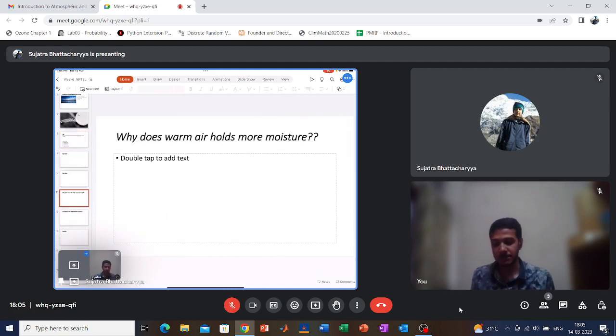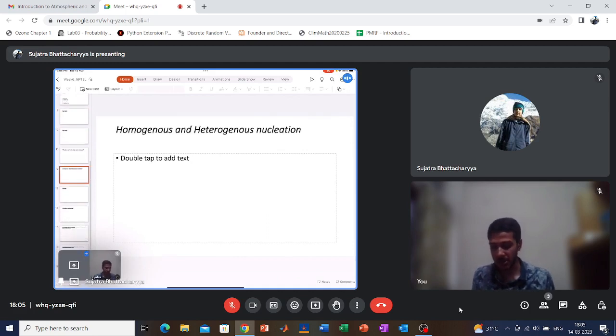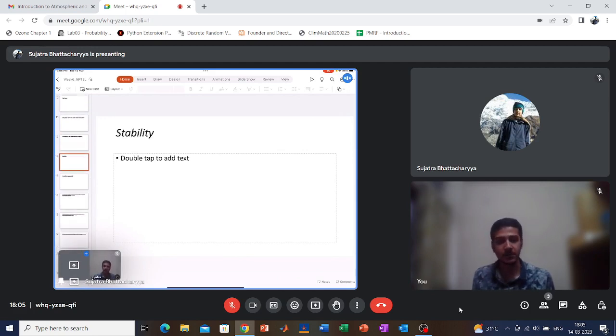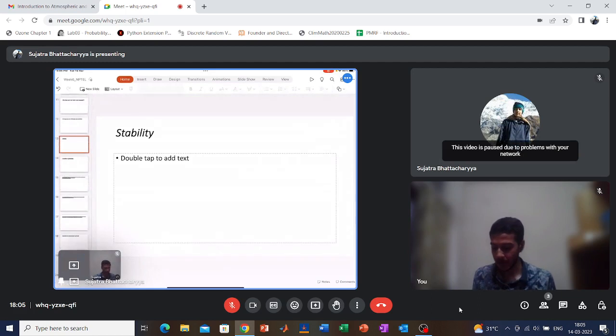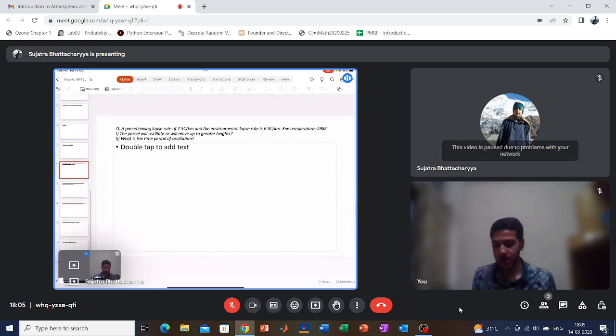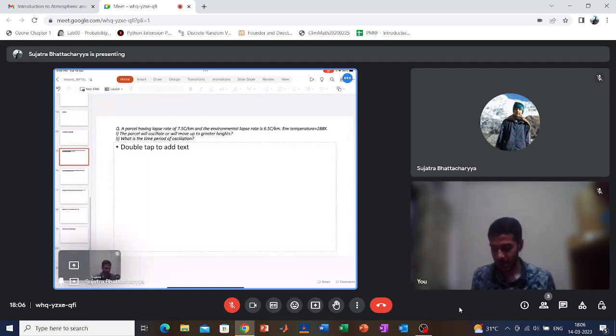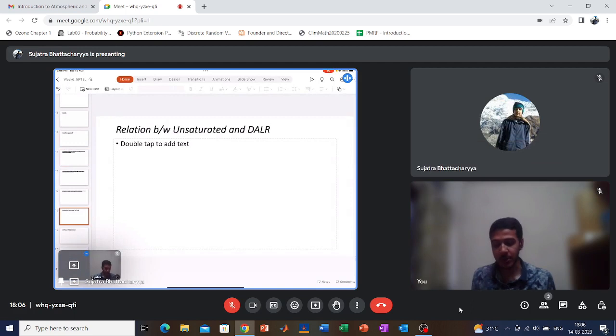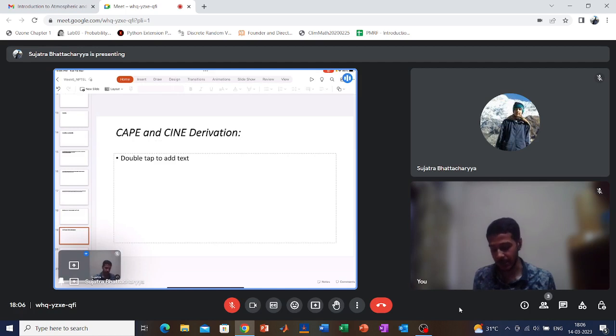After that we will discuss some concepts related to that and some nucleation things, then stability, although I have discussed it in the previous problem solving session, but in this session also I will discuss it. And some numericals on this, and ultimately a relation between unsaturated and dry adiabatic lapse rate, the CAPE and CIN derivations, and some precipitation forms.